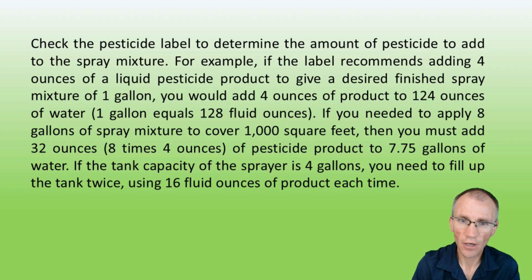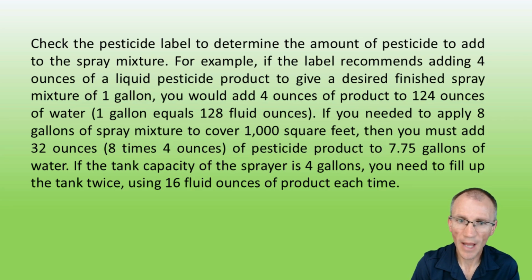the spray mixture. For example, if the label recommends adding 4 ounces of a liquid pesticide product to give a desired finished spray mixture of 1 gallon, you would add 4 ounces of product to 124 ounces of water. 1 gallon equals 128 fluid ounces.